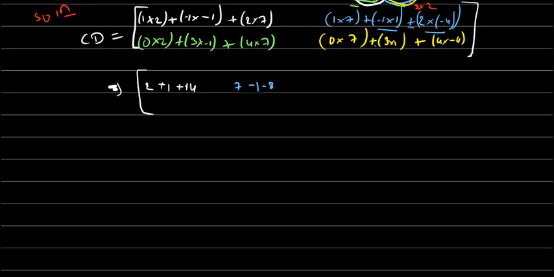0 into 2 is 0. 3 into minus 1 is minus 3. Minus into plus will become minus. 4 into 7 will be 28. So again 0 into 7 will become 0. And 3 into 1 becomes 3. Since there is no minus, you can directly put a positive sign. And here 4 into 4 will become 16. Minus into this plus will become minus 16. And the final answer is 2 plus 1 plus 14 is 17.